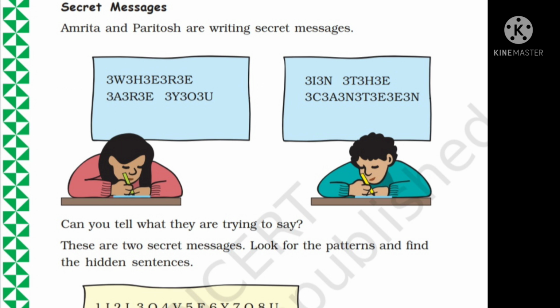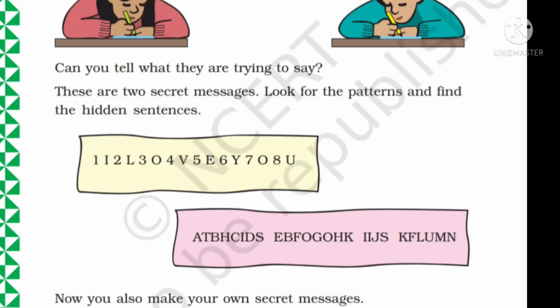We will remove all the 3s. If we remove the 3s from Amrita's message, it will be WHERE ARE YOU. Where are you? And from Paritosh, it is IN THE CANTEEN. In the canteen. These are two secret messages.